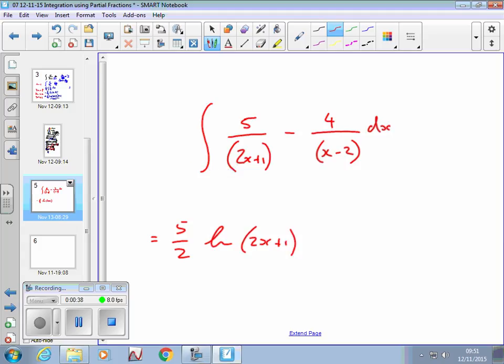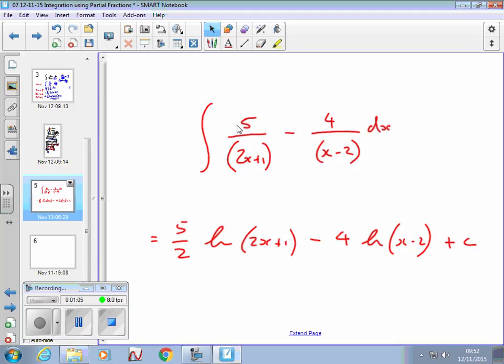Did you get that? What about the next one? True, let's think about, we've got 2 of these things though, so what about the next one? 4 over 1, or just 4 log x minus 2 plus c. What goes here? In the middle? Minus, right, because we're subtracting.